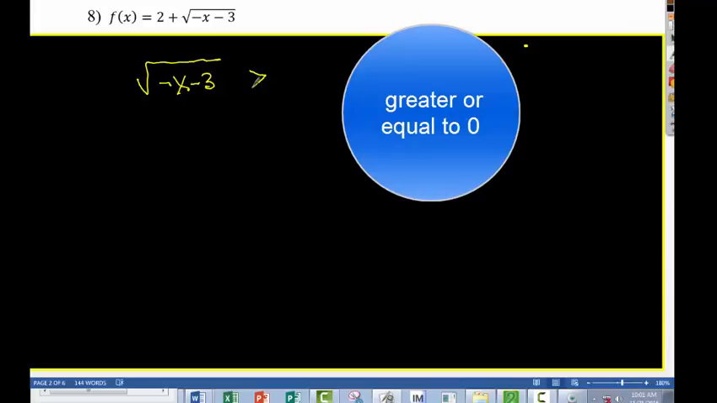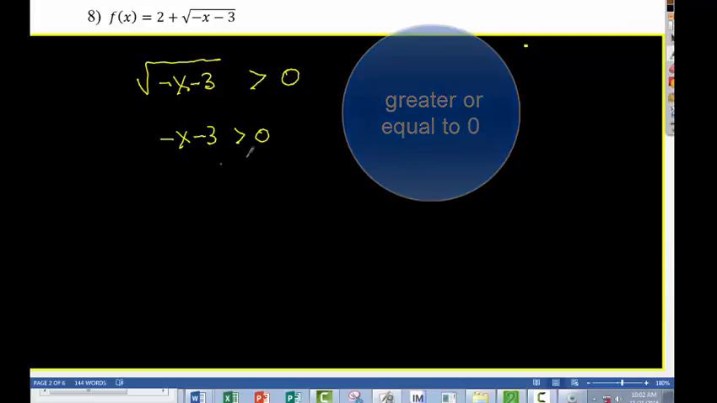All right, for number 8, we have the radical. So if I have a radical, we know that what's inside here, negative x minus 3, can't be negative. The way we say that in math is that it has to be bigger than 0. So whatever negative x minus 3 is, it has to be bigger than 0, or else we get an error.